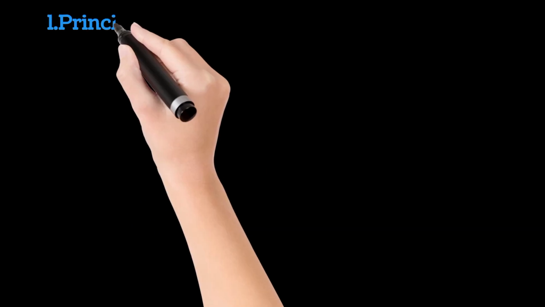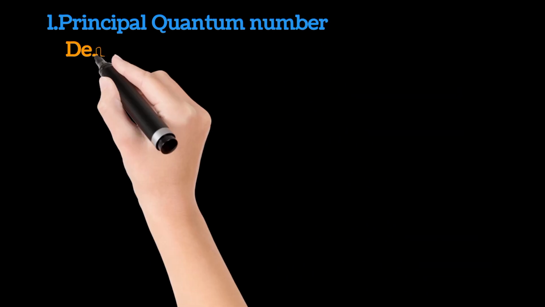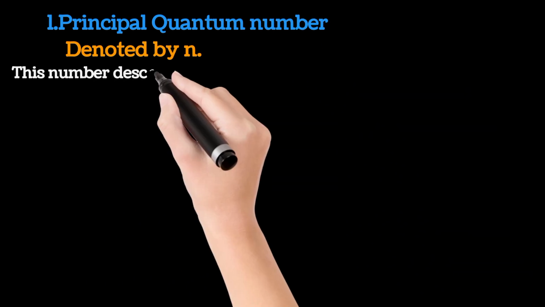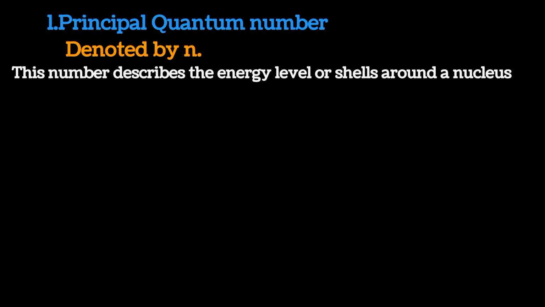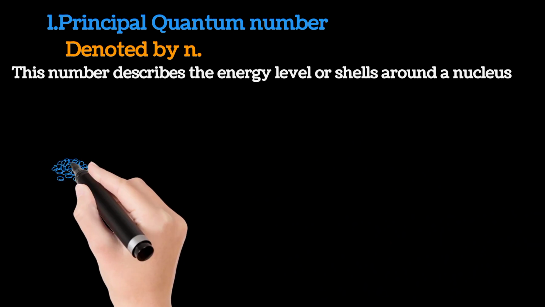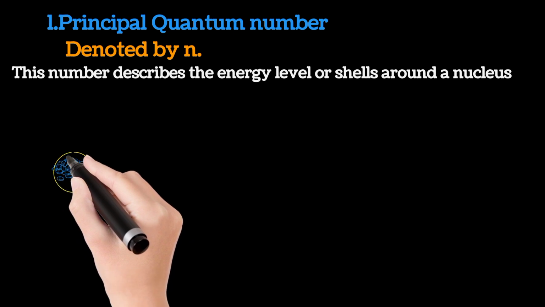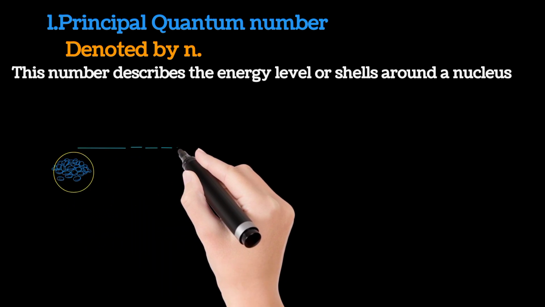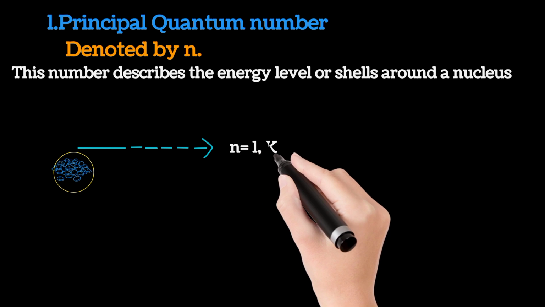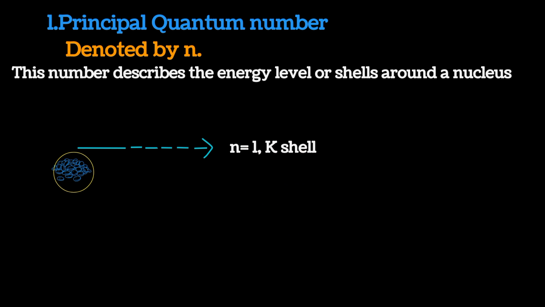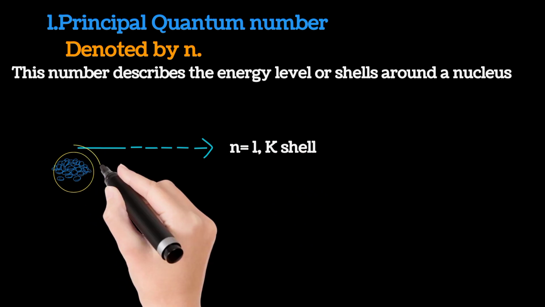Now let's look at the principal quantum number, denoted by the symbol N. This quantum number describes the energy level or the shells around a nucleus. So when you have the nucleus of an atom, we have the first shell, and that shell is denoted by the principal quantum number N, which is equal to 1. We'll call it the K shell.